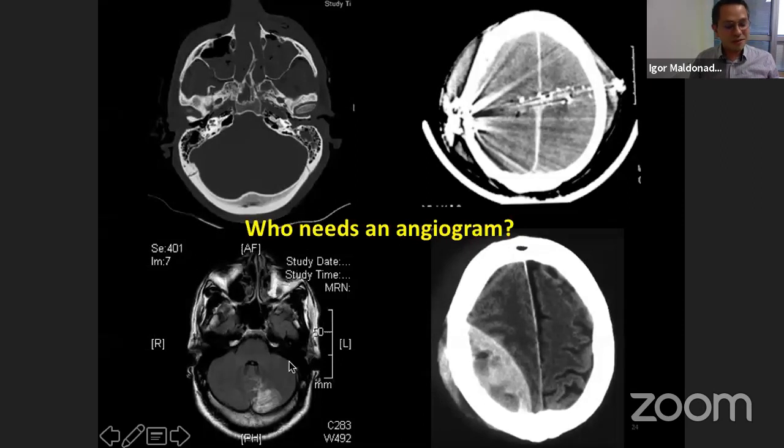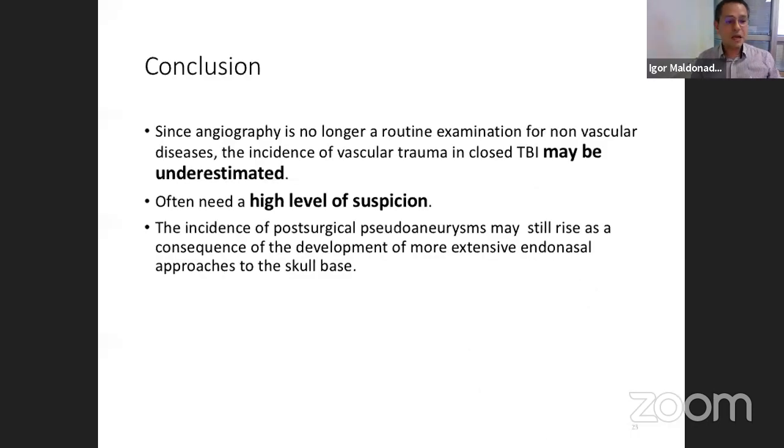All the 3 other ones, they don't have hematoma. They don't have very important, voluminous intracranial bleeding, but they do have important vascular pathologies. So to conclude, since angiography is no longer a routine examination for non-vascular diseases as it was done in the past, we're doing angiography for a lot of things in the past, it's not the case anymore. The incidence of vascular trauma in closed TBI may be underestimated.